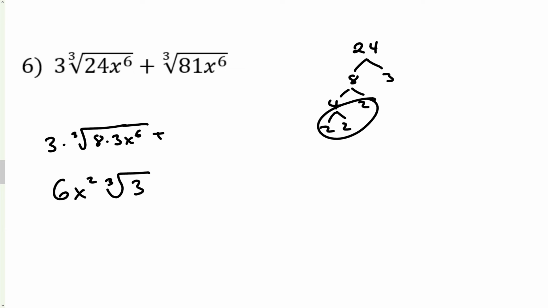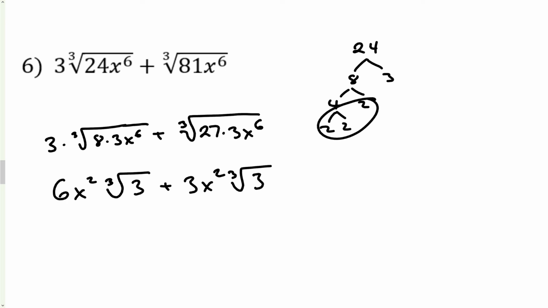Plus, let's do the same thing for 81. So the cube root of, well, 81, let's see, what's a perfect cube that goes into 81? How about 27? 3 times 3 times 3 times another 3 is 81. Okay? The 27 can come out and turn into a 3. The x to the 6 comes out and turns into x squared. And we're left with the cube root of 3 behind.